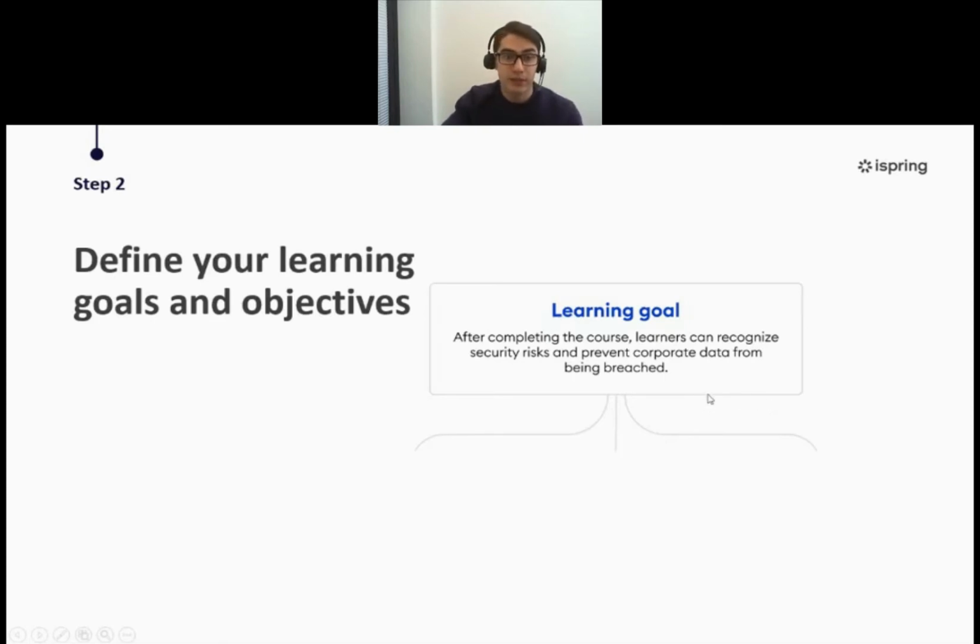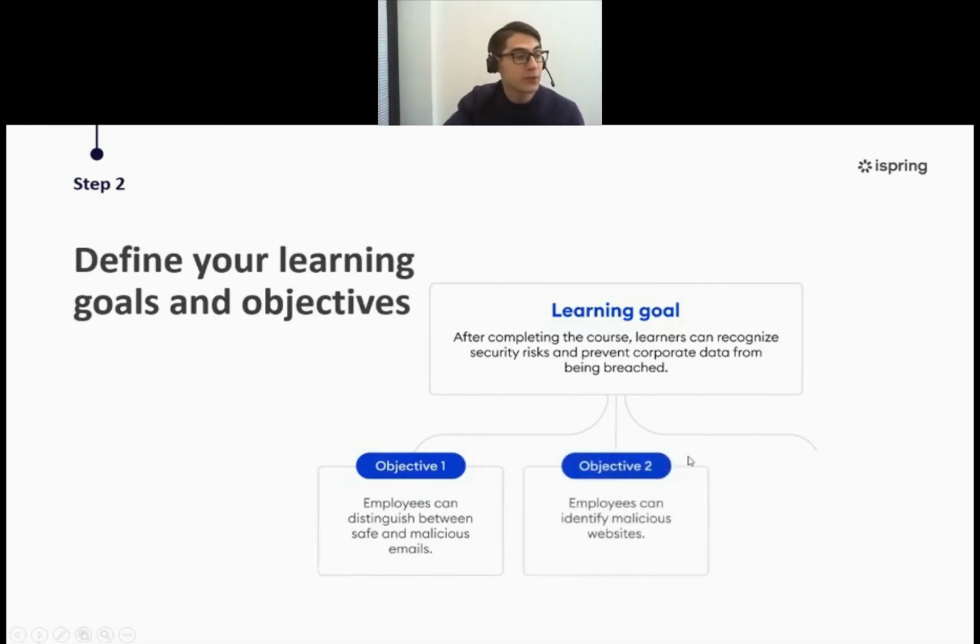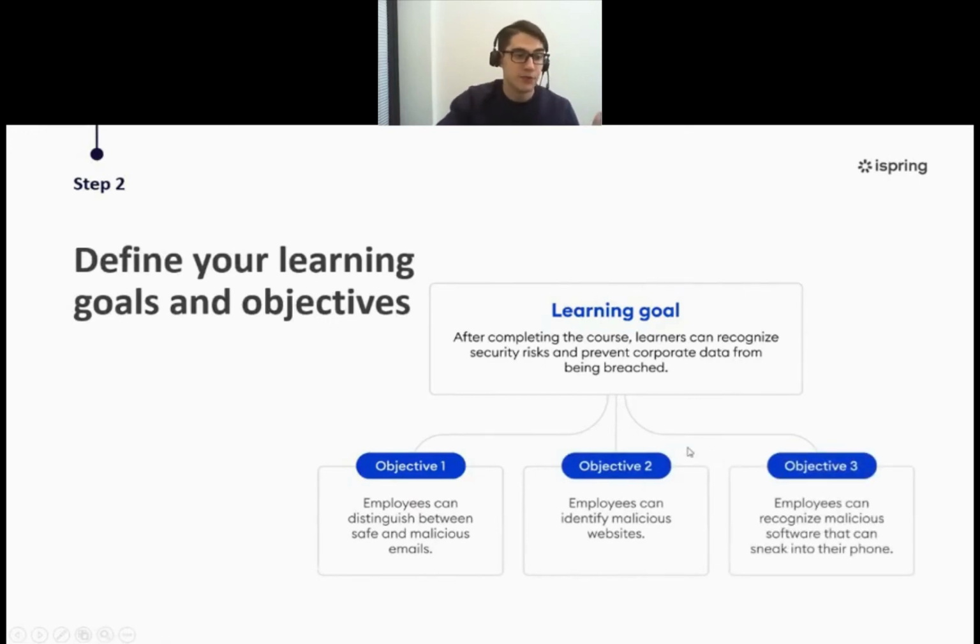So here's how we did it for our course. The learning goal, you can already see that. After completing the course, learners can recognize security risks and prevent corporate data from being breached. Our learning objectives are: objective number 1, employees can distinguish between safe and malicious emails. Objective number 2, employees can identify malicious websites. And objective number 3, employees can recognize malicious software that can sneak into their phone.